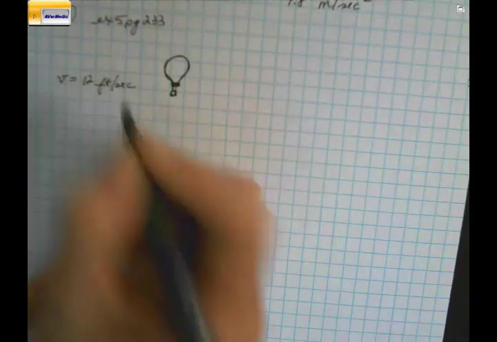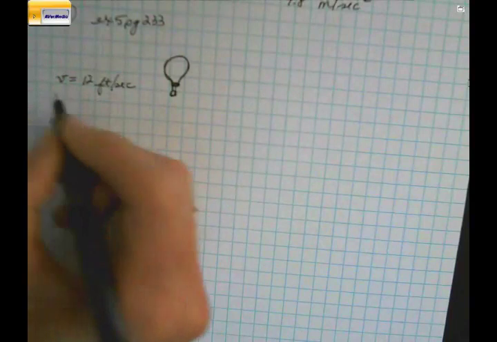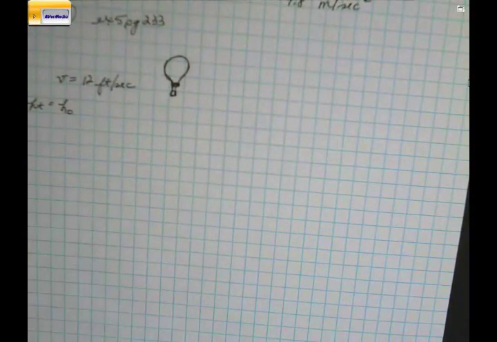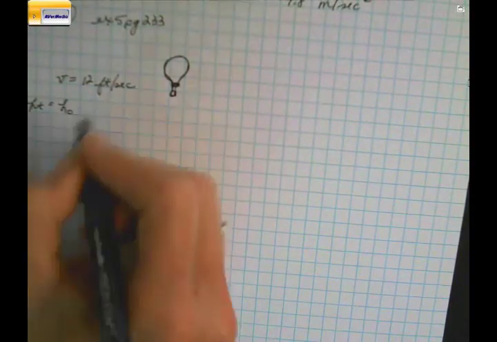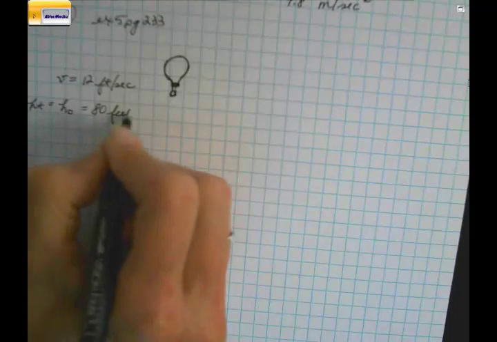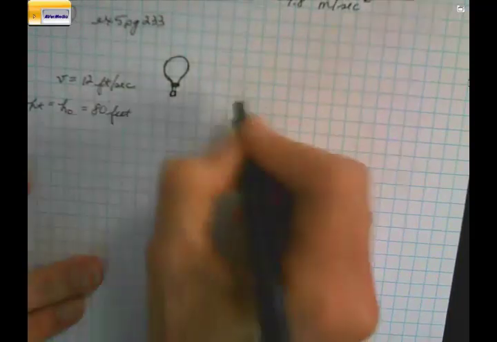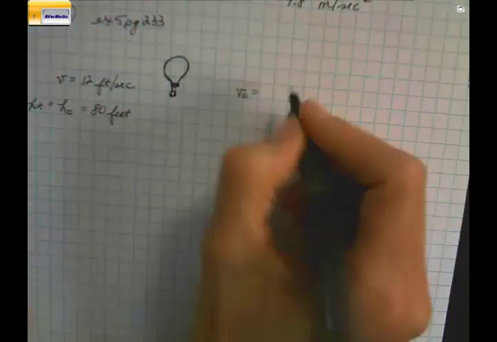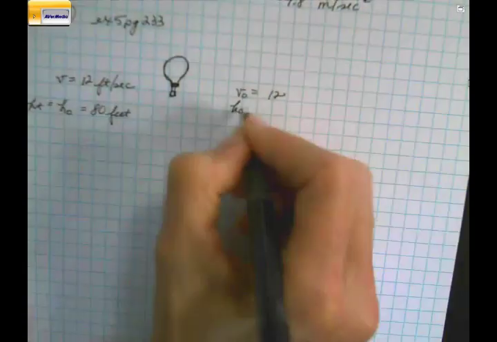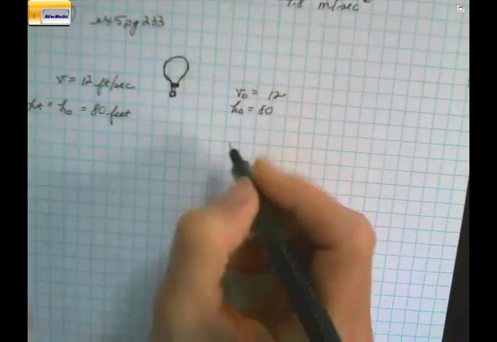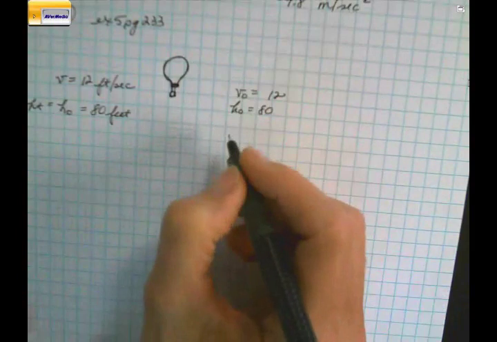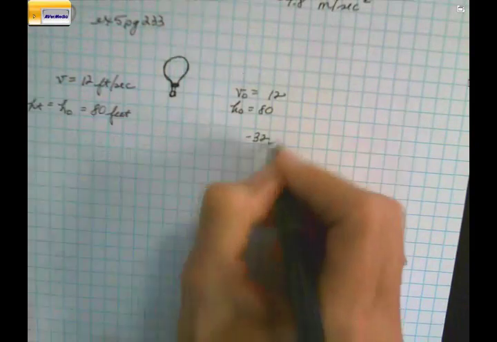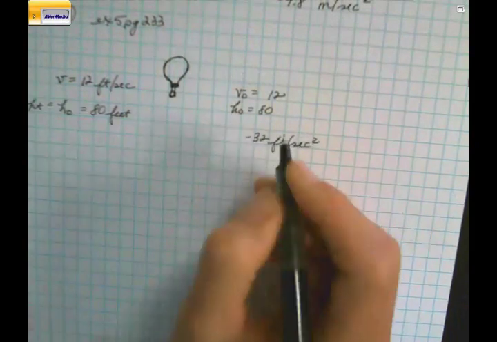Okay, the velocity is 12 feet per second, and the initial height, initial values are always something sub zero, like h sub zero. You're 80 feet off the ground. So really, your initial velocity when you drop the package, you were originally going up at 12 feet per second, and your original height was 80 feet. Now, the package is falling at a gravitational acceleration of negative 32 feet per second squared.